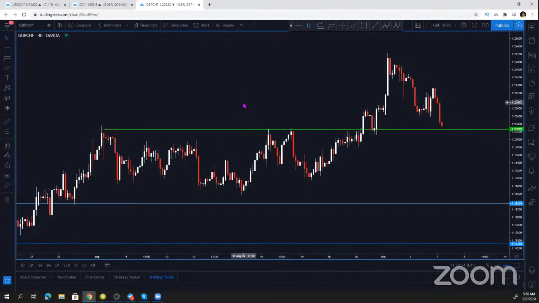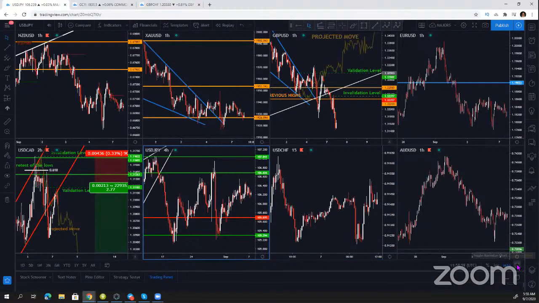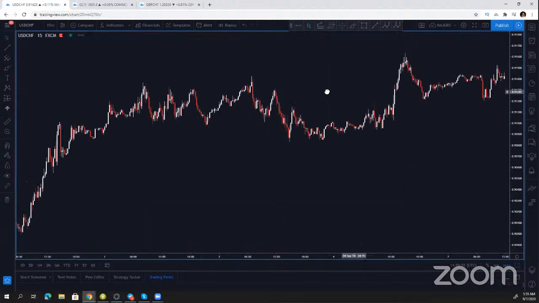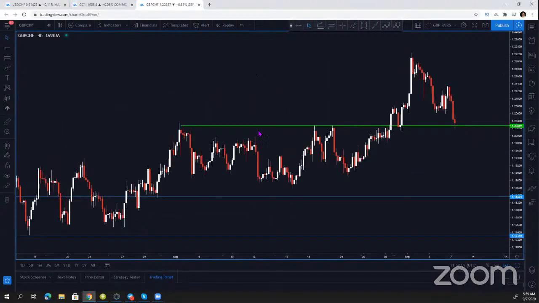Now, if you look at the pound versus the Swiss franc, let's take a look at the US dollar versus the Swiss franc first, right? Because we have the pound versus the Swiss franc retesting these highs, right? And the last time that we retested these highs, we moved up about 200 pips. So this could be a big winner with a cool risk to reward.